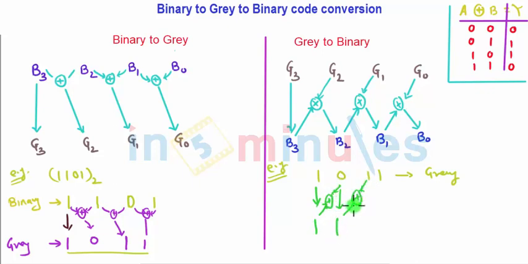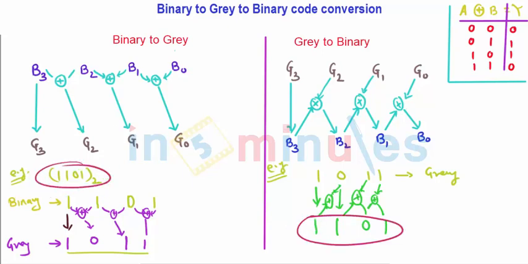Again 1 XOR with this 1, I will get the answer as 0, because both the bits are same, 1 1, and this 0 XOR with 1, I will get 1. So this is my binary code. This is nothing but the same binary code I have used earlier.